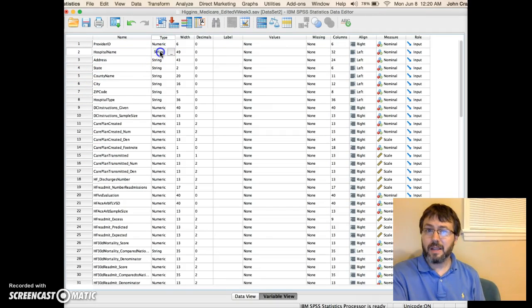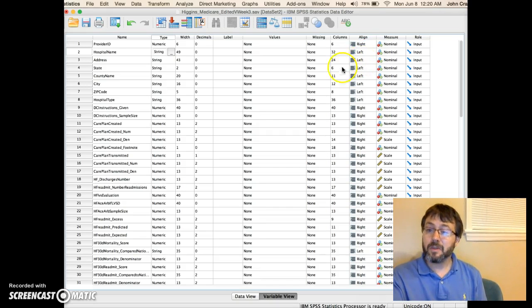SPSS has identified hospital name as a string variable. And if you see here on the far right side, it is assigned a nominal level of measurement. So it's a name. The name of the hospital is text and is a name. So SPSS has correctly interpreted this variable for us.